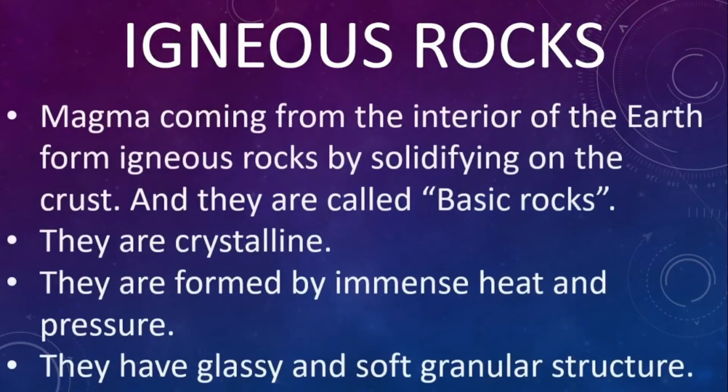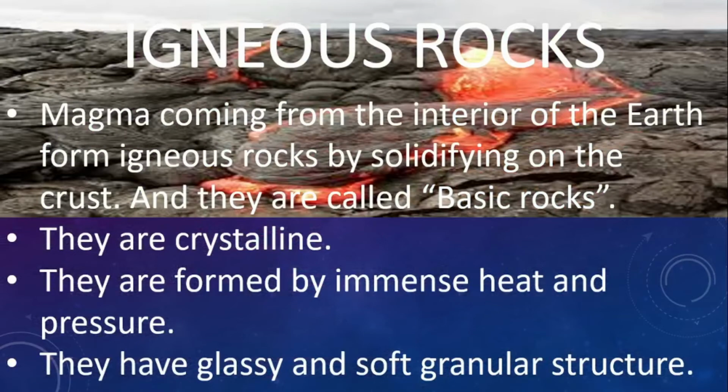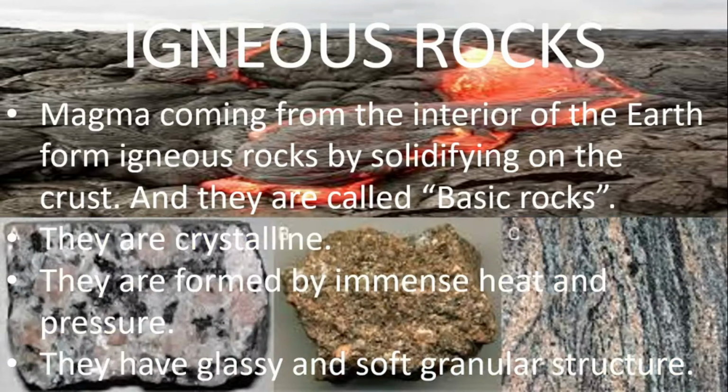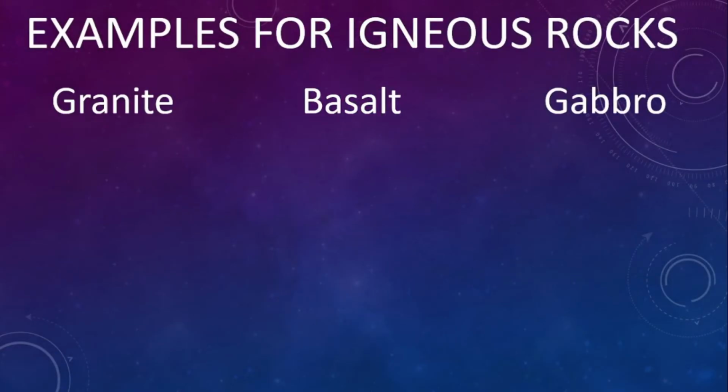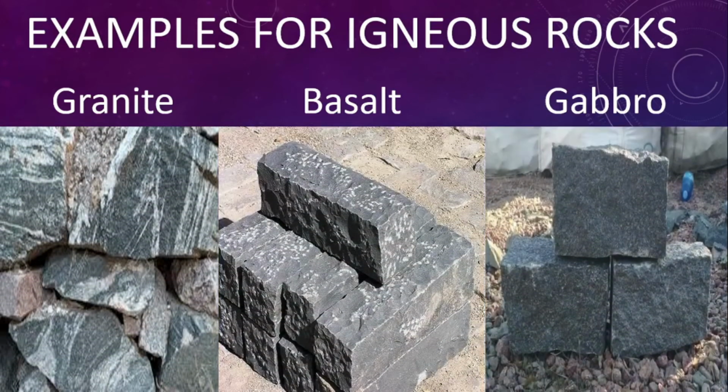Igneous rocks. Magma coming from the interior of the earth forms igneous rocks by solidifying on the crust, and they are called basic rocks. They are crystalline, they are formed by immense heat and pressure. They have glassy and soft granular structure. Some examples for igneous rocks: granite, basalt, gabbro. Examine these three pictures carefully. They will help you to identify each type of rock separately.